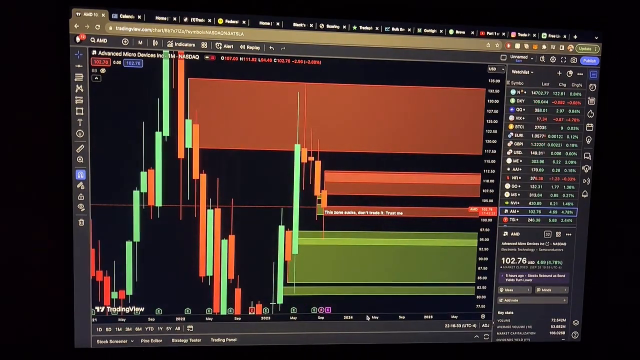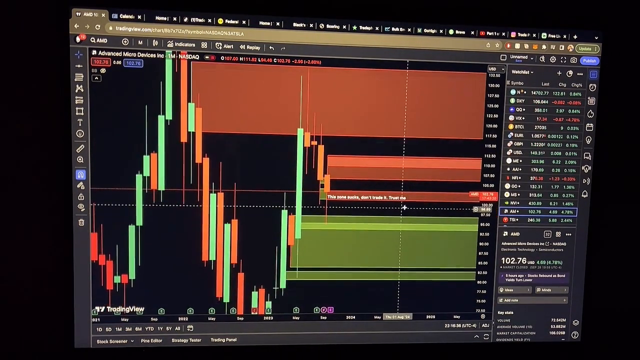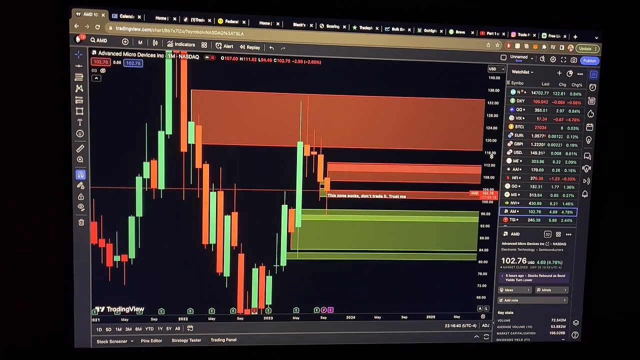This zone sucks, don't trade it. I like when I leave myself notes. I don't even remember why that note's there, but so it is.